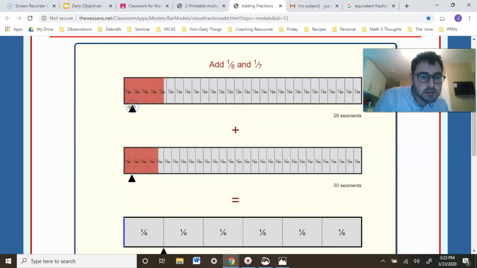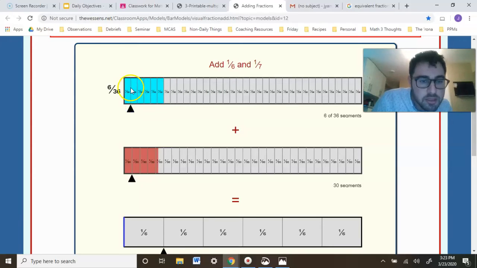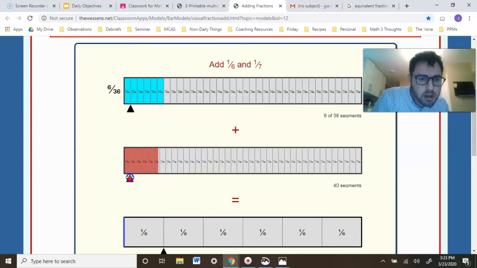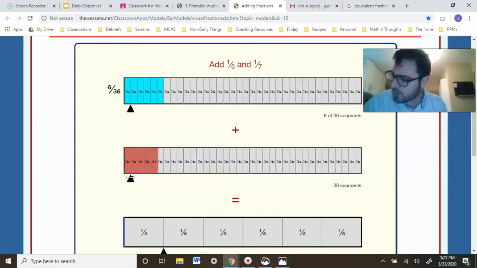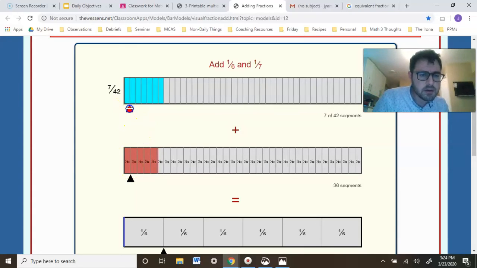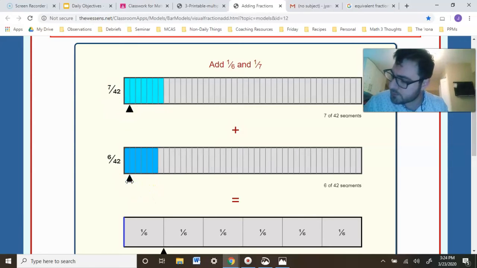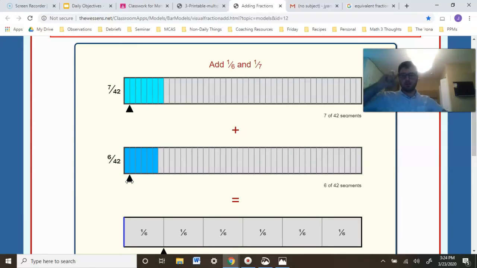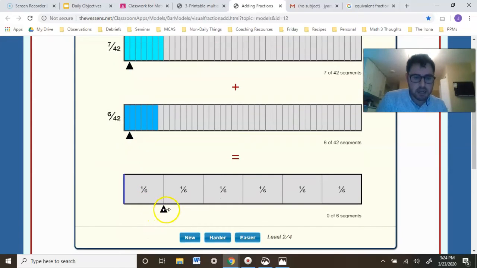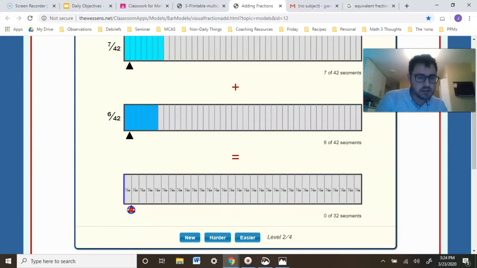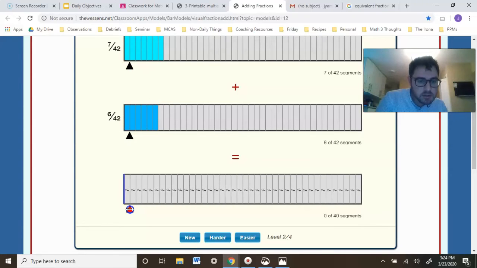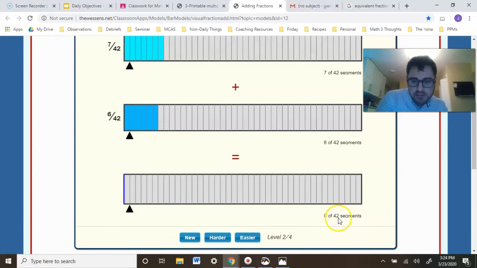Let's see if we can move this all the way to the next one. 6 out of 36. Wow. Nope, 36 doesn't work. And finally, we have 42 and 42. Wow. Okay. 42 works for both, which means that down here, I'm going to split this value all the way up into 42nds. Hope that's right. Oh, it says out of 42.